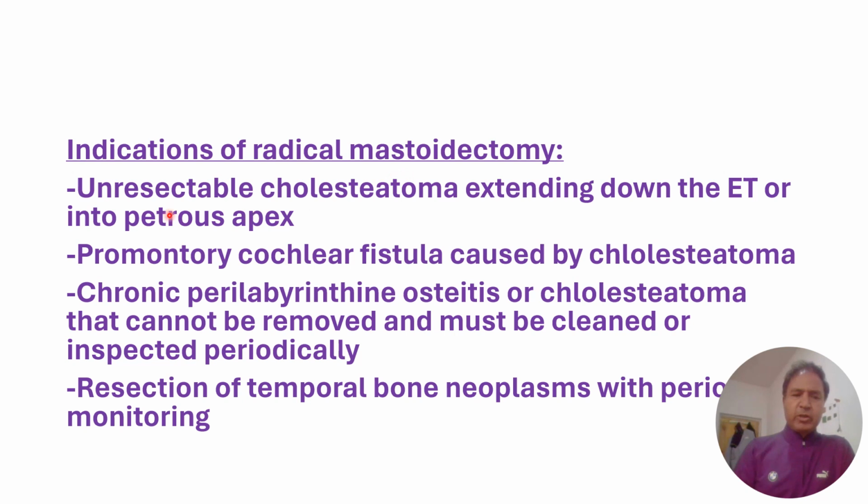Indications of radical mastoidectomy: unresectable cholesteatoma extending down the eustachian tube or into the petrous apex. Impending cochlear fistula caused by cholesteatoma. Chronic perilabyrinthine osteitis and cholesteatoma that cannot be removed and must be cleaned or inspected periodically. Resection of temporal bone neoplasm with periodic monitoring.